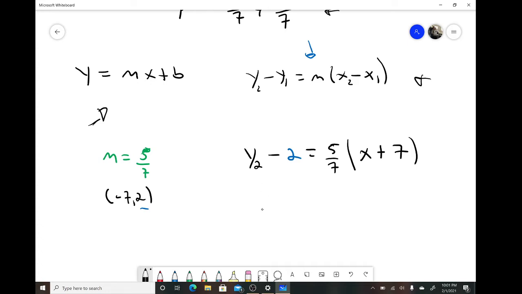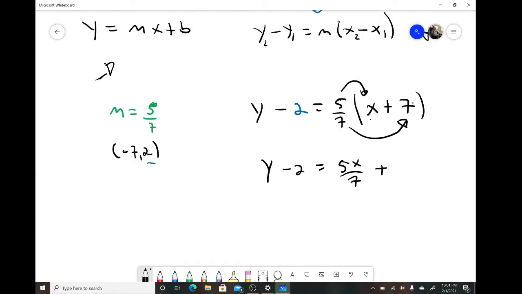So what do we have here? I'll just erase this 2 from here, it's not necessary. So we have y minus 2 equals, and we're going to distribute. We distribute the 5 sevenths multiplied by x, and then 5 sevenths times 7. So 5 over 7 times x, we multiply across. That's just 5x over 7. And then 5 over 7 times 7, 7 divided by 7 is 1, and 5 over 1 is just 5, so we are just left with a plus 5.